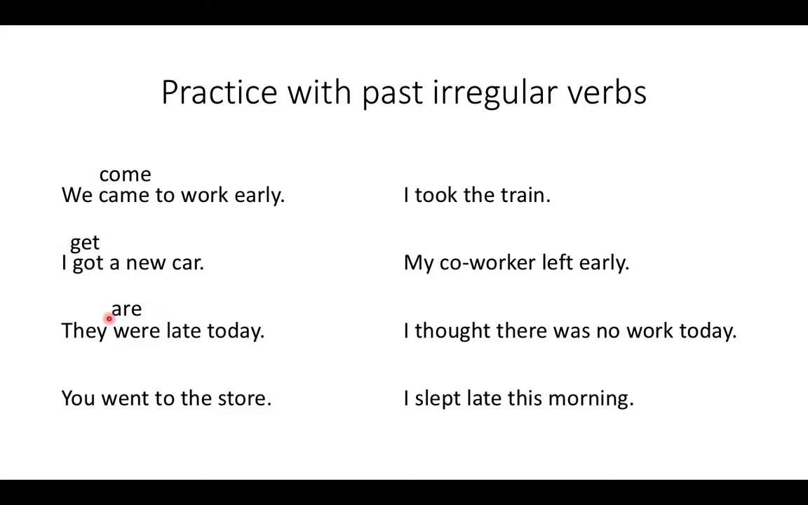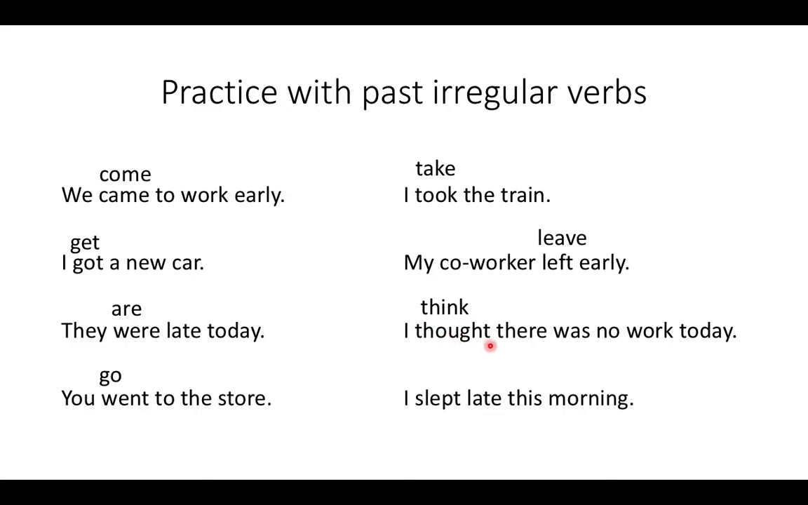If we have the verb are, we need to change it to were to make it past tense. They were late today. For go, to make it past, it turns into went. You went to the store. Take is present, so to make it past, we say I took the train. For leave, my coworker left early. The past tense of leave is left.